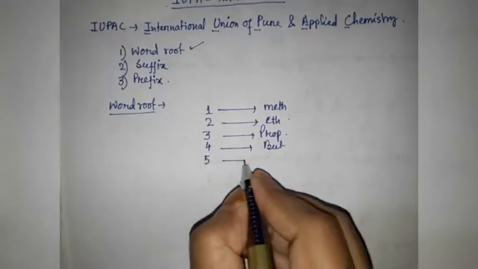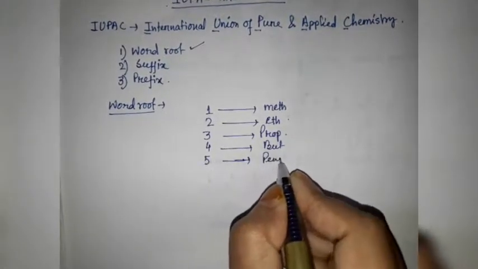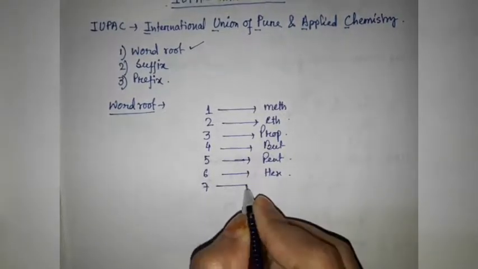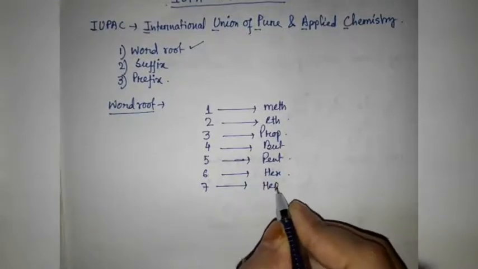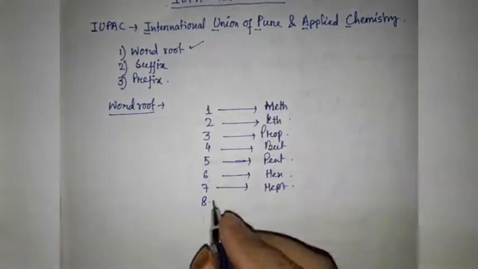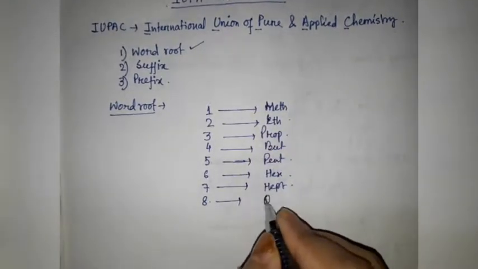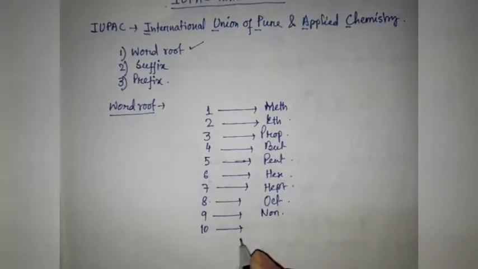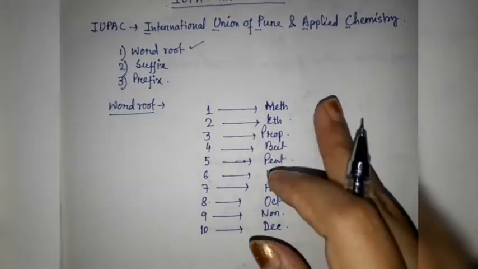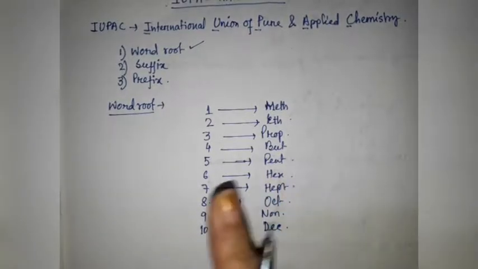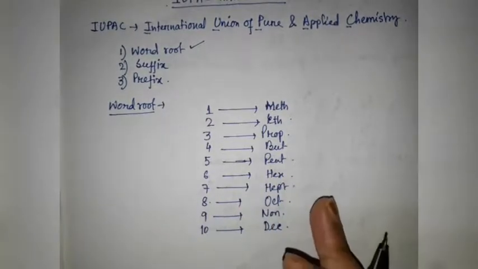For 5, pent. For 6, hex. For 7, hept. For 8, oct. For 9, non. And for 10, dec, and so on. Okay, so I think this part is clear. Which kind of word root we have to use is determined by the number of carbon atoms present in the organic molecule.